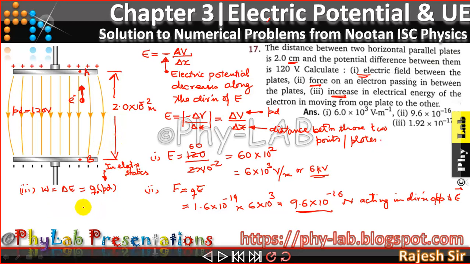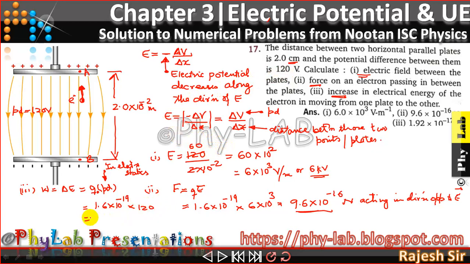So what will be the work done? Work done will be equal to 1.6 into 10 to the power of minus 19. That is the charge that is going to move in between these two plates. And what is the potential difference between the plates? That potential difference happens to be 120 volt, friends, isn't it?